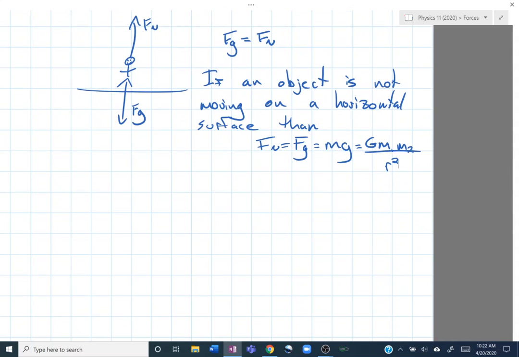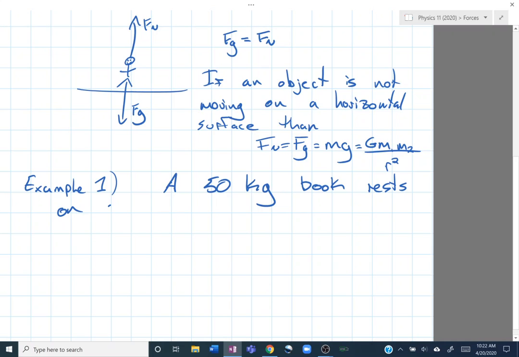We could look at an example if we want. Let's call it example 1. Let's say a 50 kilogram book rests on the table. What is the normal force acting on the book?